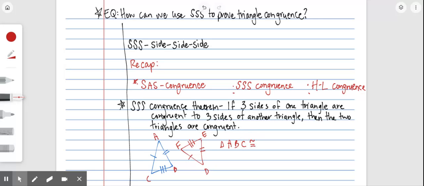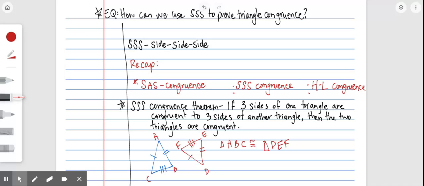Now this is where it gets tricky. I need to make sure that the sides are lined up. So AB has two lines, so I need D and E. Triangle DE, which leaves F. Okay, so notice when you write the triangle congruent statements, you need to make sure that you line up all the things that are congruent to each other.